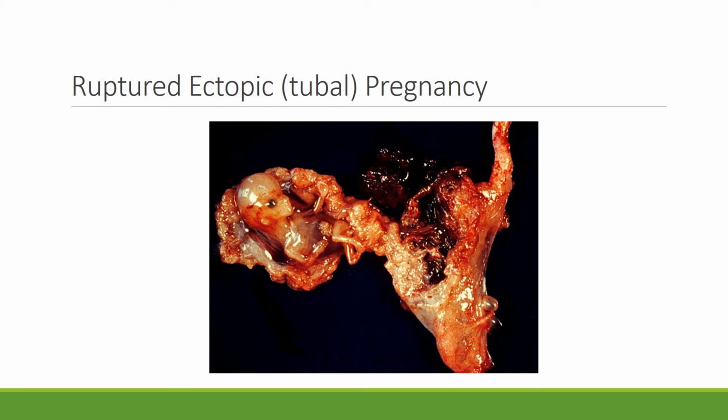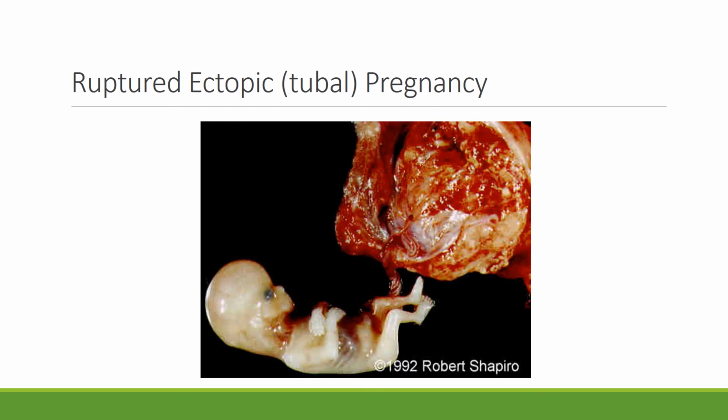If it is ruptured, it usually means the destruction of the fallopian tube. In addition, it could be life-threatening for the mother. Treatment needs to occur immediately. This slide shows you another tubal pregnancy in which the fallopian tube ruptured. You can see the fetus on the left.